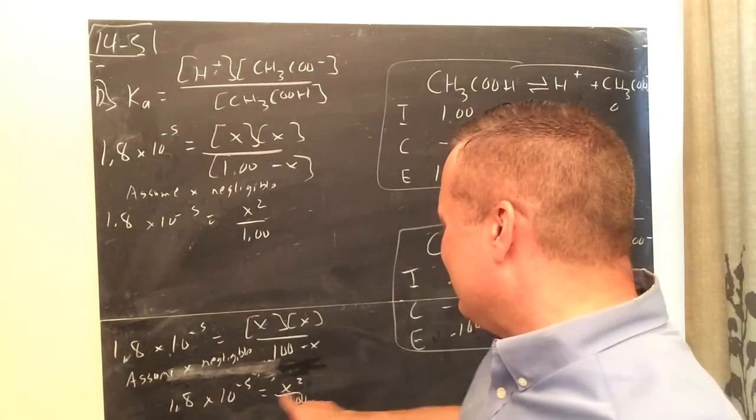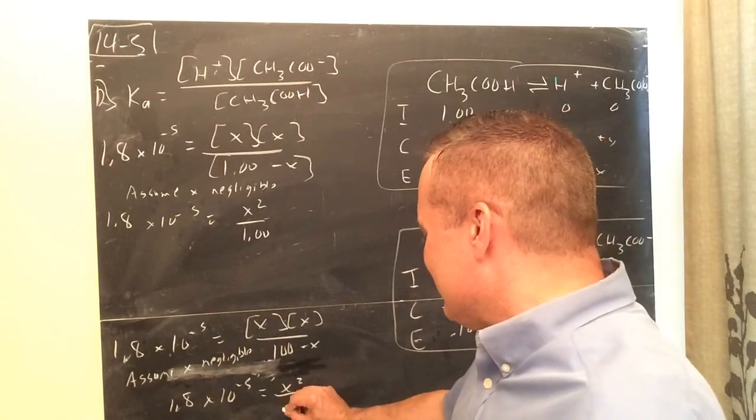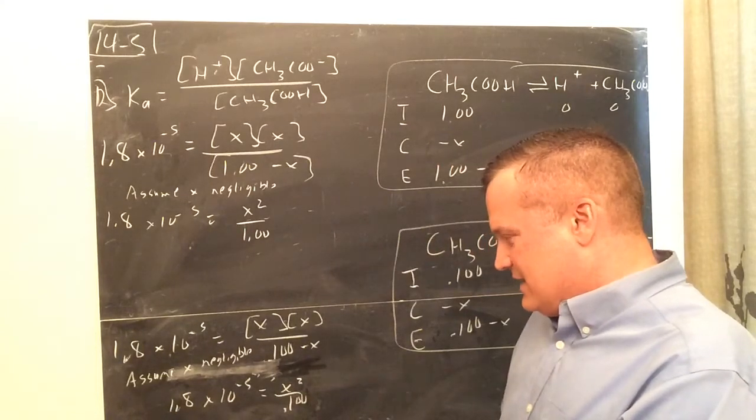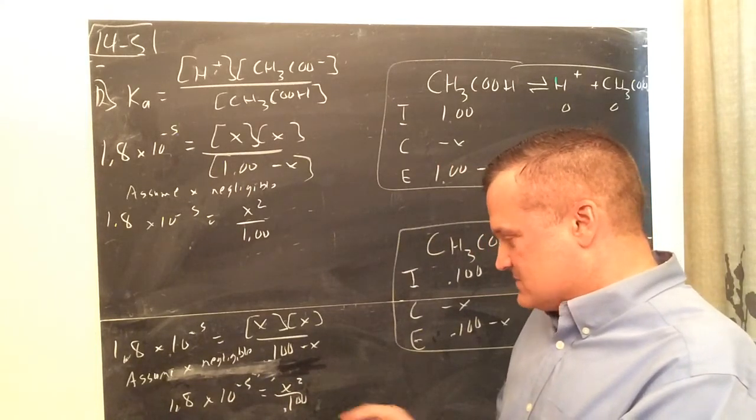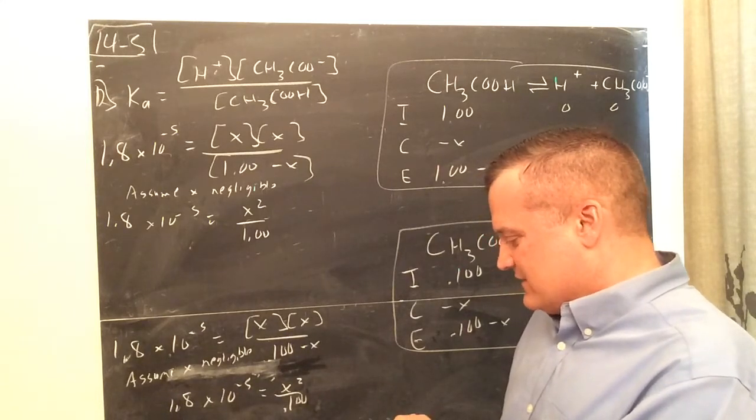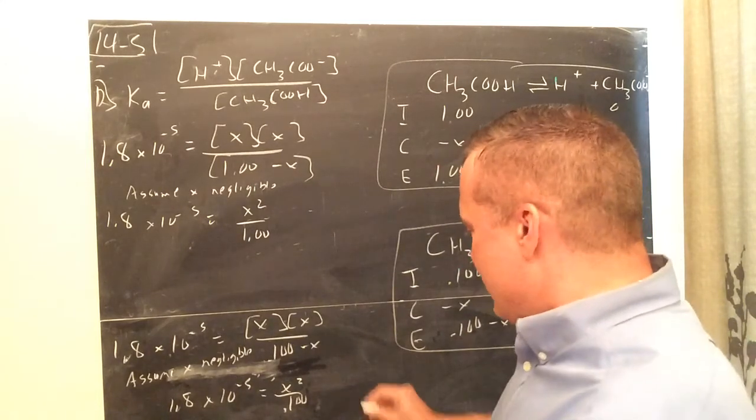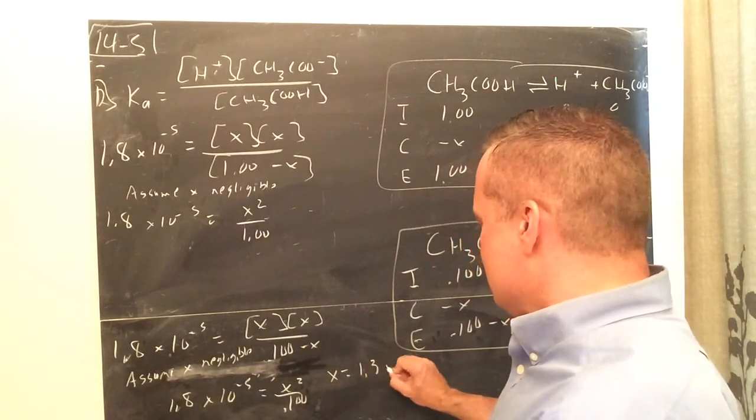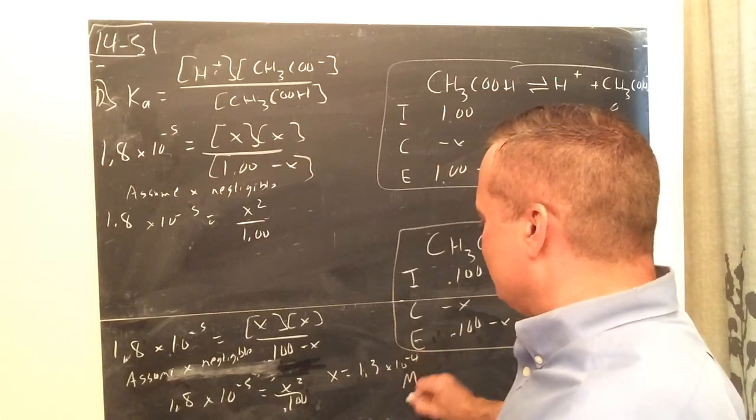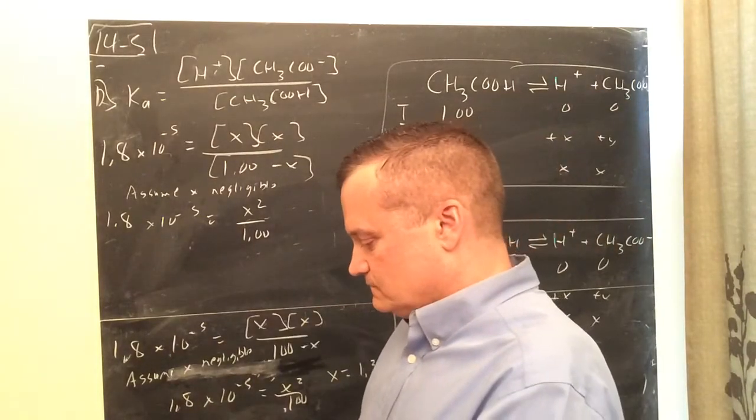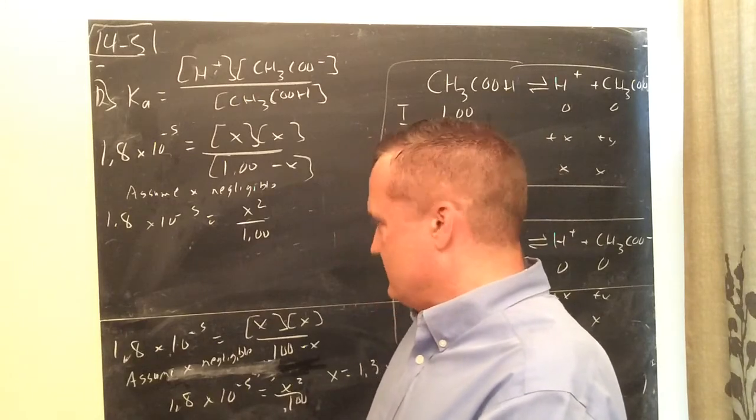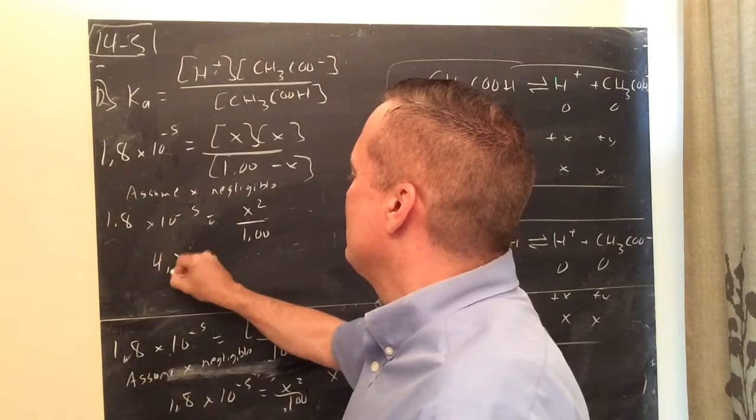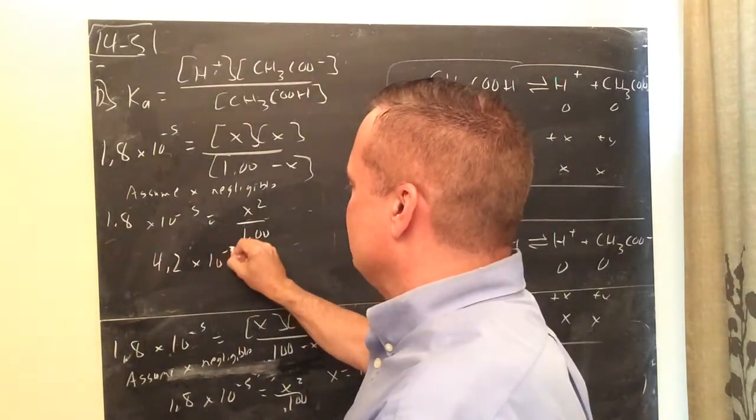Okay, 1.8 times 10 to the negative 5. Don't show your AP English teacher that. Okay, 1.8 times 10 to the negative 5 is x squared over 0.100. So 1.8 times 10 to the negative 5 times 0.100 is 1.8 times 10 to the negative 6, and then get the square root of that. So x, for this one, x equals 1.3 times 10 to the negative 3 molar. For this one, 1.8 times 10 to the negative 5 times 1, that's the same number, just get the square root. It's 4.2 times 10 to the negative 3 equals x.